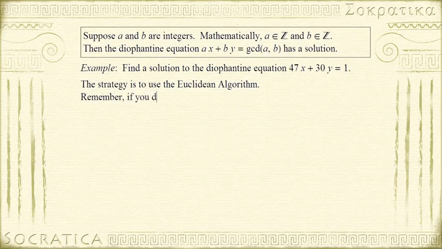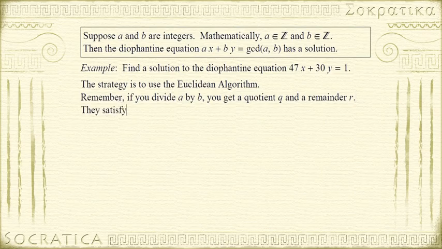And in terms of notation, remember, if you divide an integer a by an integer b, you get a quotient q and a remainder r. And these four numbers are expressed as a is equal to b times q plus r. And we're going to use this notation because it's more compact than the traditional long division notation. So we're going to begin by dividing the larger number 47 by the smaller integer 30. And then we're just going to perform the Euclidean algorithm.